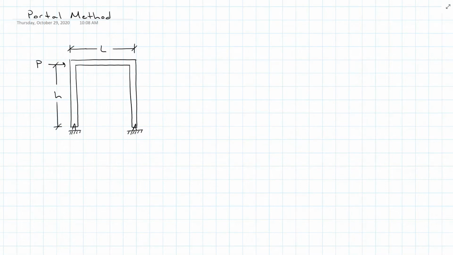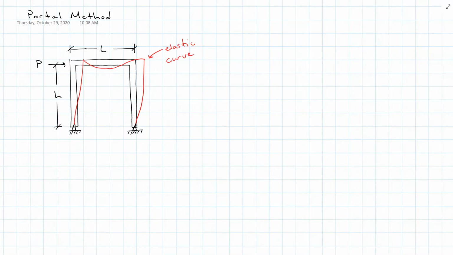Our next approximate method is the portal method. So if I have here a frame that's pinned at the bottom, it has a height of h and a width of L, and I load it with P, how is it going to deform? Something like this red line here, where I have slope but no deflection at the pins, of course, but with my fixed corners, I have this weird twisted shifting shape.